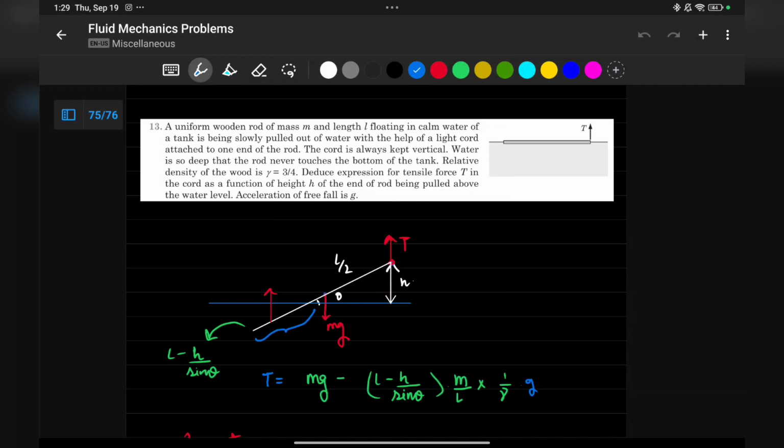So today it's about a fluid mechanics problem. It's from Pathfinder, Check Your Understanding, number 13. It's a very interesting question, so let me first read the question.